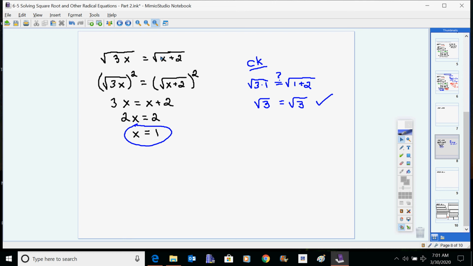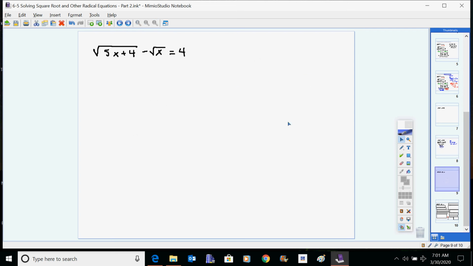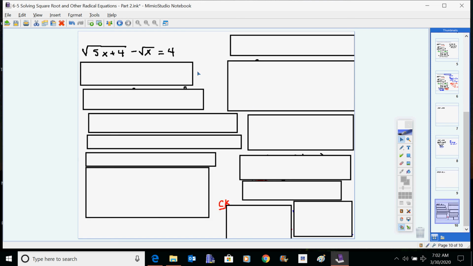So this one, though, we noticed that we couldn't just get one square root on one side. We had 2 square roots to deal with. So our last one also has 2 square roots to deal with. But this one, as you can see, is going to get us into a much more complicated situation. So I've got a lot of things to talk about as we go through the solution of this problem.